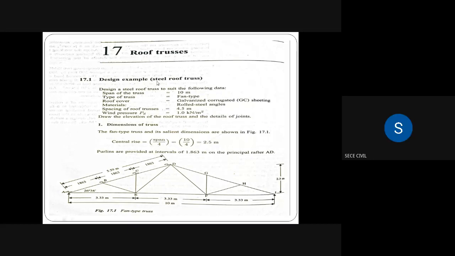Okay, so in the last class, I started the design of a roof truss, but I was not able to complete it. So today I'll start it. This is the question: design a steel roof truss to suit the following data. The span of the truss is 10 meter. This particular length, the length of the roof truss, is 10 meter.